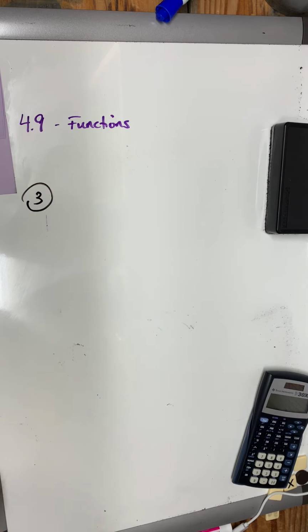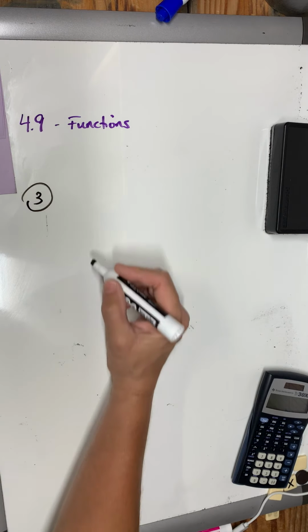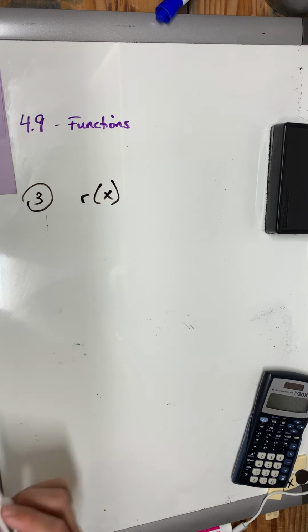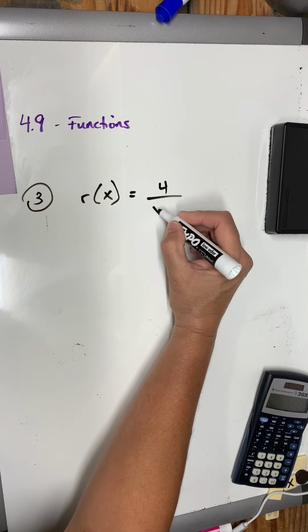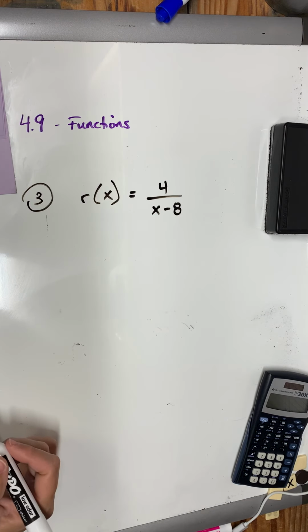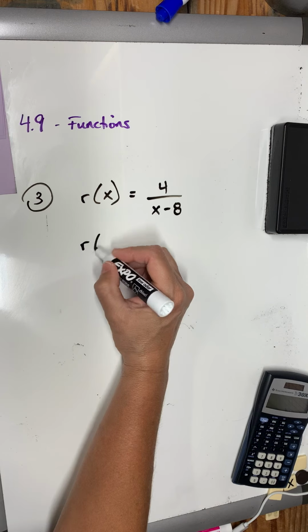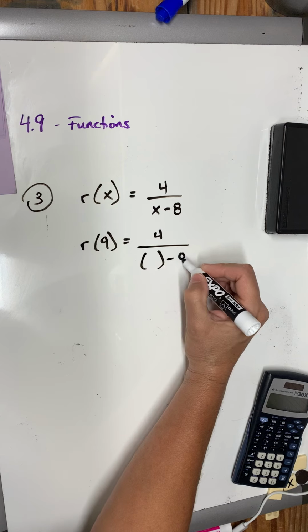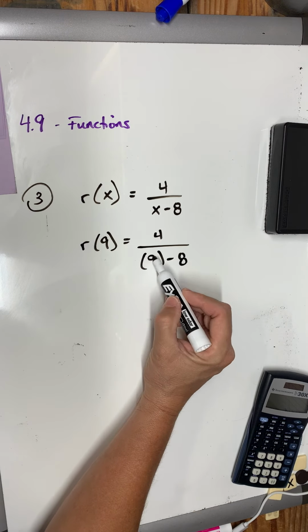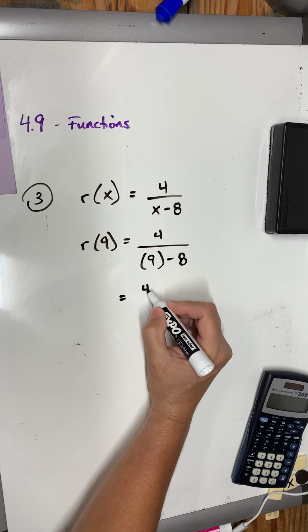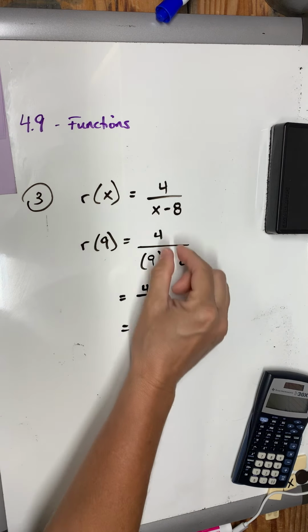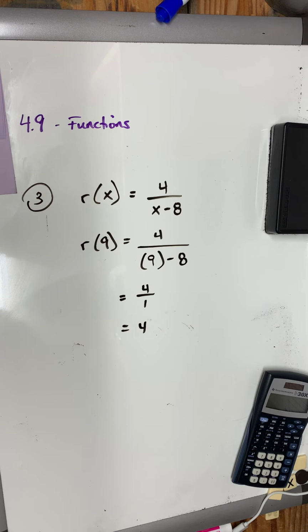So 3, I have, in this case, they're using an r, but that doesn't matter. They're just calling the function r instead of f. r of x equals 4 over x minus 8, and they want us to find r of 9. So I'm going to rewrite my equation with an empty set of parentheses for the x. I'm going to put my 9 in there. 9 minus 8 is 1. 4 over 1 is 4, and that would be my answer. Again, you could put all or part of that problem into the calculator if you need help with that.